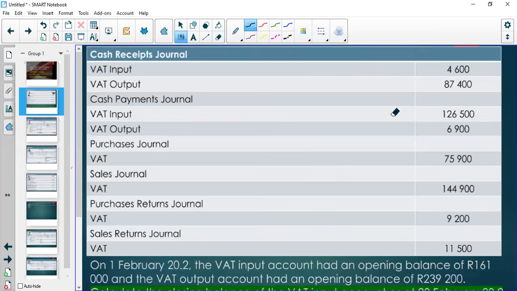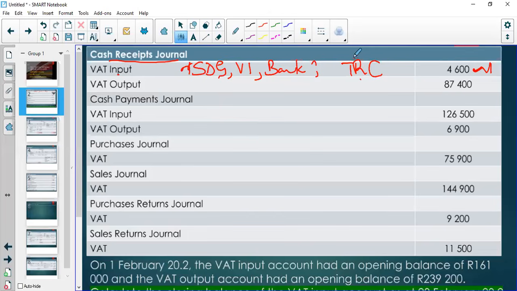Right, so this is going to be in your VAT input. And the description is going to be, because if it's from a cash receipts journal and we have VAT input, it means it's settlement discount granted. Then it's VAT input, then it's bank, right? As well as trade receivables control, because it's a customer who paid.